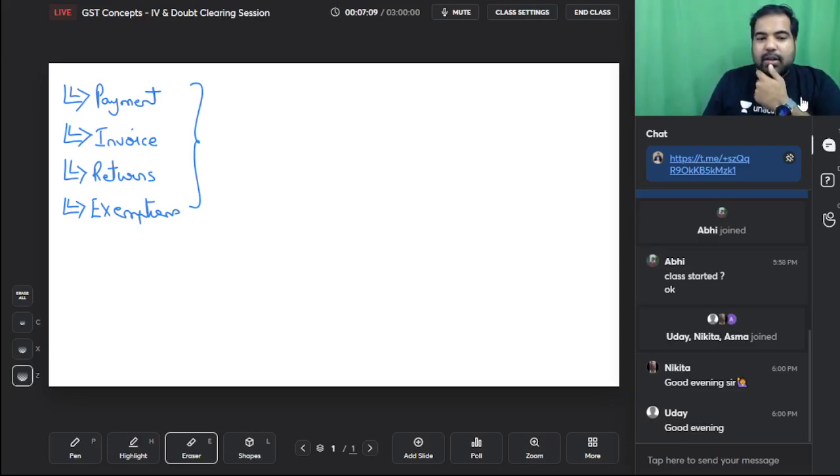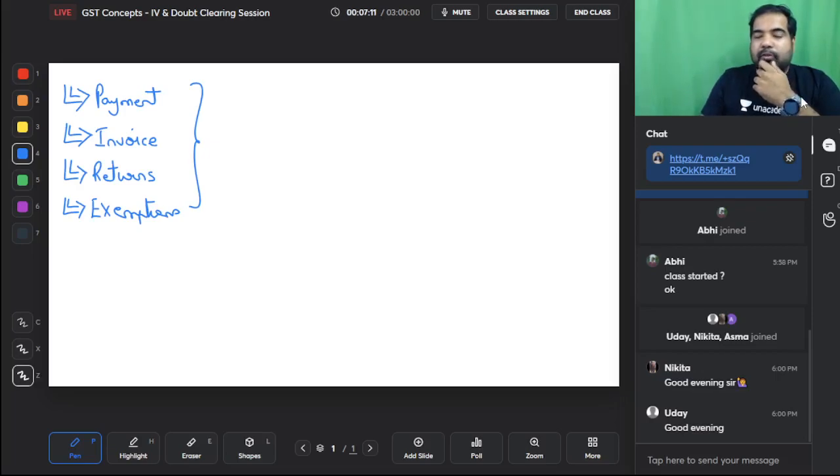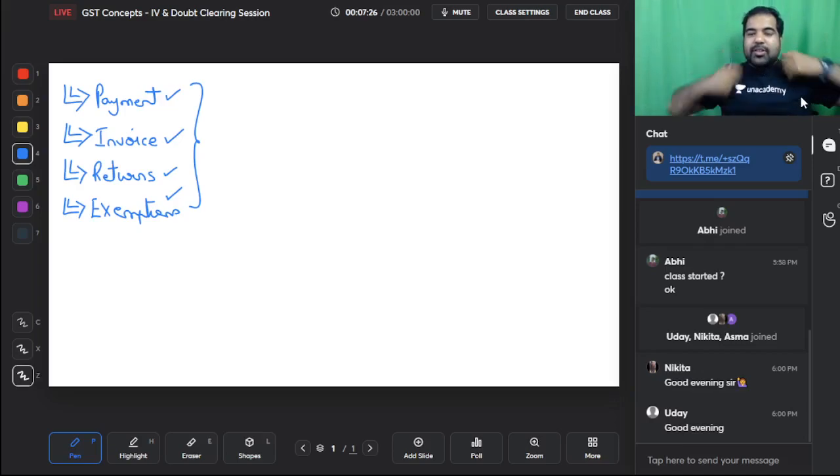In this session and before this session, we finished a couple of chapters and the last one that we did was ITC. And in this session, we are doing the payment chapter, the invoice chapter, the returns chapter, and let's see if we can do more exemptions also. It's good to be ambitious. I am being very ambitious here with these chapters going to be done in this session.